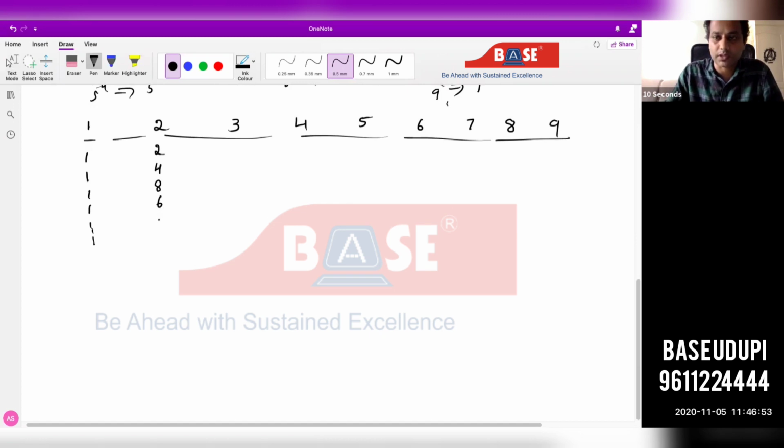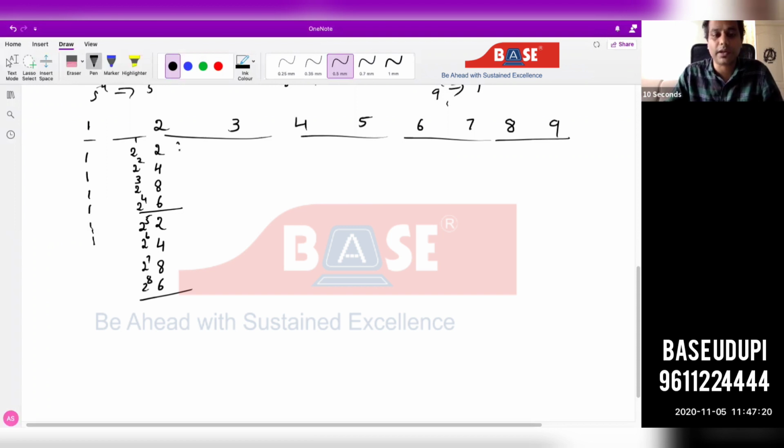2 power 5 is 16 into 2: 2, 2 into 2, 4, 4 into 2, 8, 8 into 2, 16, again 2, 4, 8, 6. Now you can see there is a sequence. This is 2 power 1, this is 2 power 2, this is 2 power 3, this is 2 power 4. Again 2 power 5, same 2 only. Then 4, then 8, then it is 6.